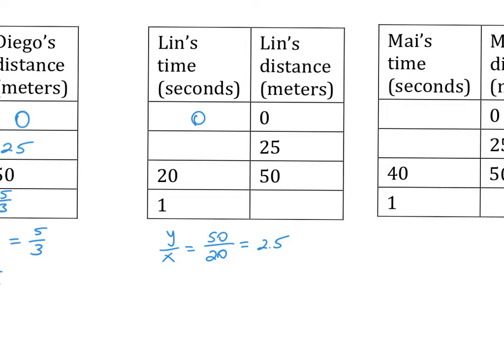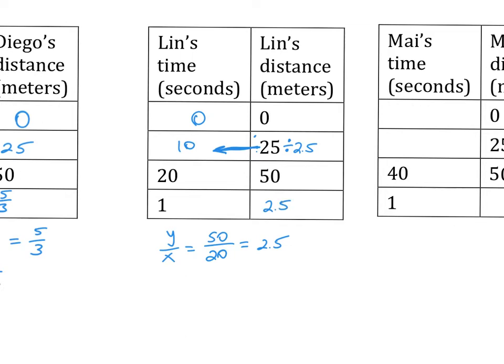Now, I need to go in the opposite direction, right? So that means instead of multiplying by 2.5, I'm actually going to divide by 2.5. So 25 divided by 2.5 is 10. So that means it took Lynn 10 seconds to go 25 meters. Again, notice we have a 1 as our last entry, so I know the number connected to that is the constant of proportionality. So without doing any math, I can go ahead and put the 2.5.